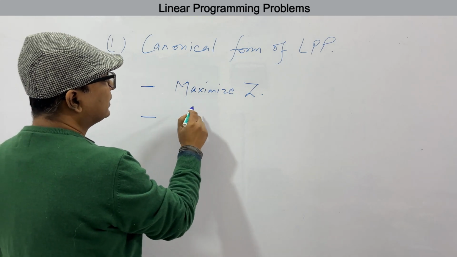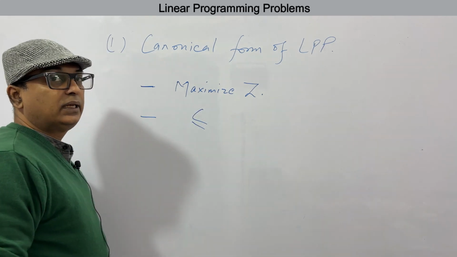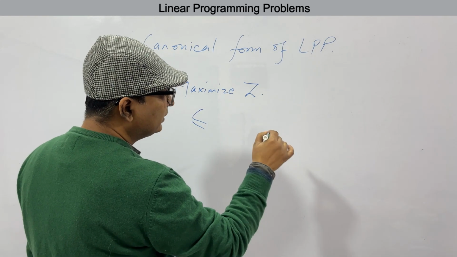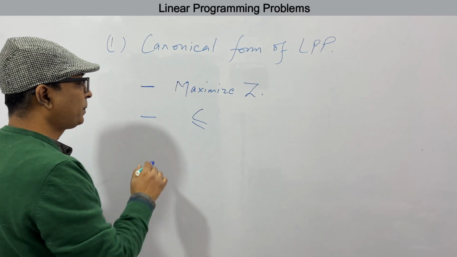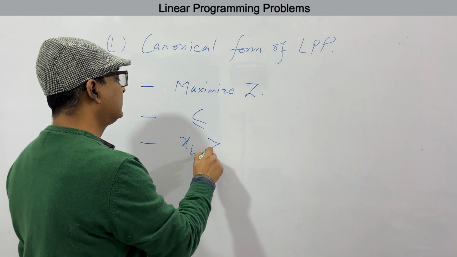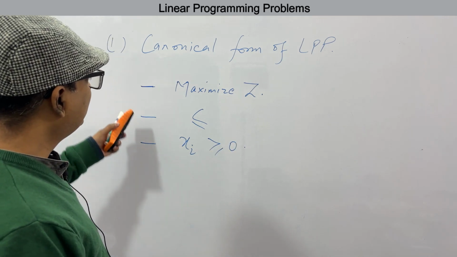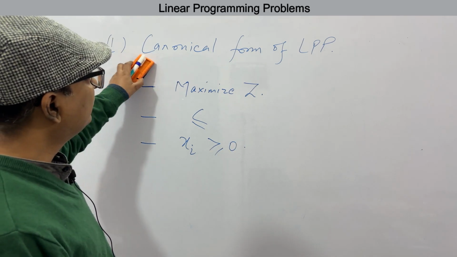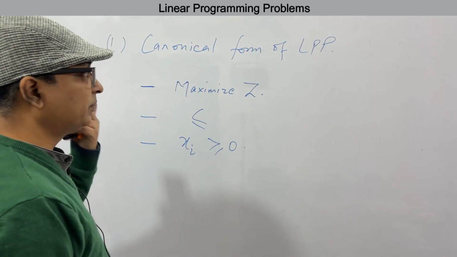Second is the constraints have less than or equal to inequality only. We do not deal with greater than or equal to in canonical form. Third is all these variables x1, x2, x3, these are greater than or equal to 0. If these conditions are met, we say it is canonical form of LPP.